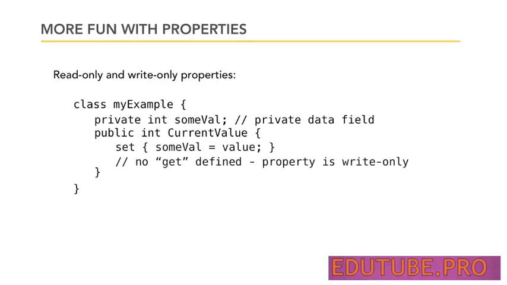Alternatively, I can define just a set. If I don't define a get, then the property is write-only. You'll very rarely see write-only properties. Properties are pretty useless if you can't actually get their value. But you can do this. So if you don't define a get or you don't define a set, then the property is either read-only or write-only. All of this is pretty fun, but why would you use properties?